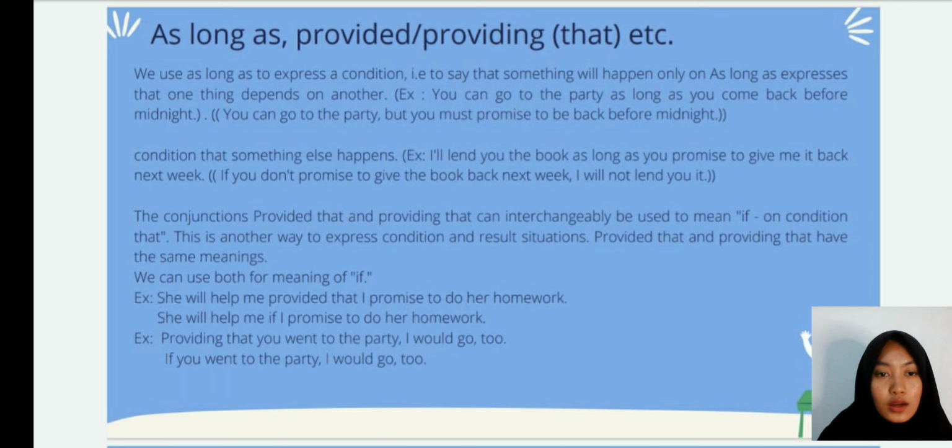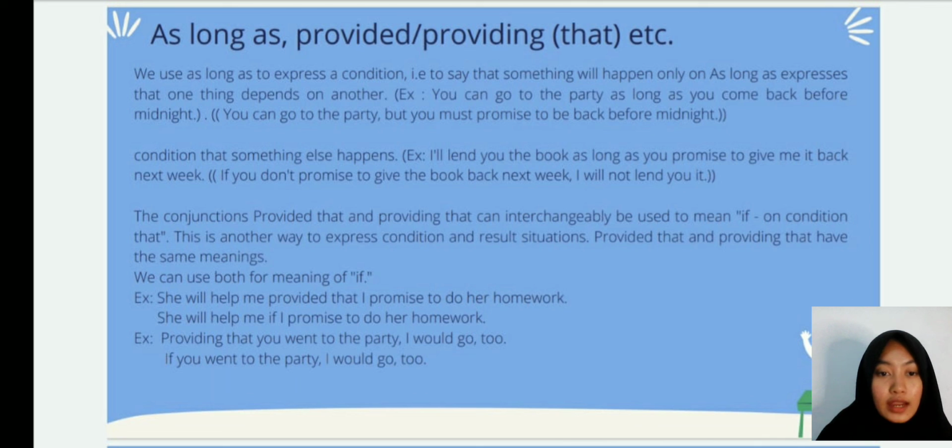We use as long as to express a condition. As long as expresses that one thing depends on another. Example: you can go to the party as long as you come back before midnight. It means you can go to the party, but you must promise to be back before midnight. Example: I'll lend you the book as long as you promise to give it back next week. It means if you don't promise to give the book back next week, I will not lend it to you.